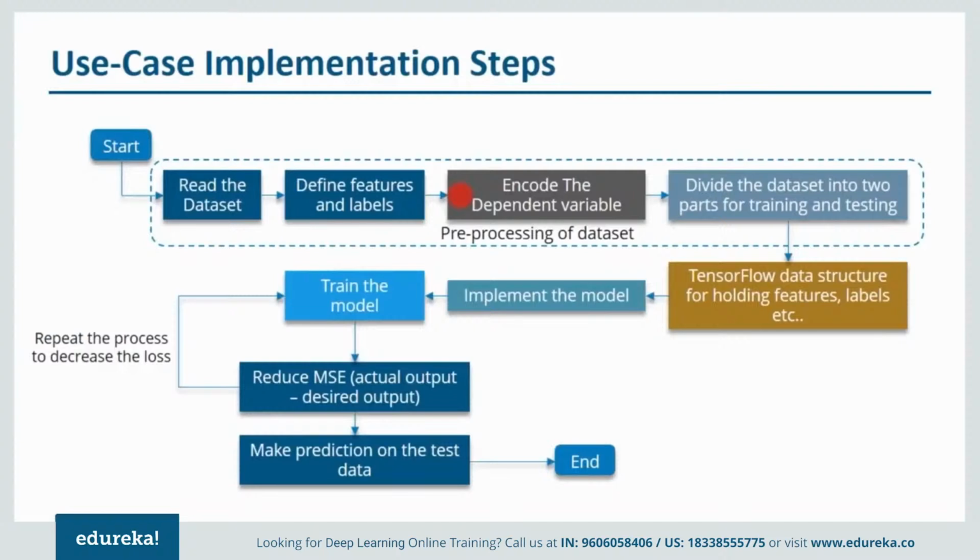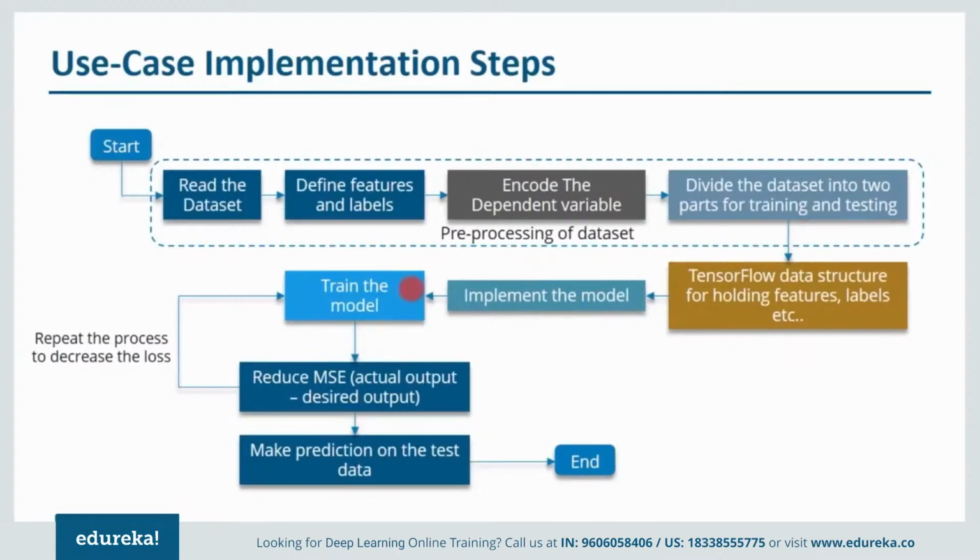And what is a dependent variable? It is nothing but your label. Then we are going to divide the data set into two parts, one for training, another for testing. After that we'll use TensorFlow data structures for holding features, labels, etc. And TensorFlow is nothing but a Python library that is used in order to implement deep learning models, or you can say neural networks. Then we'll write the code in order to implement the model.